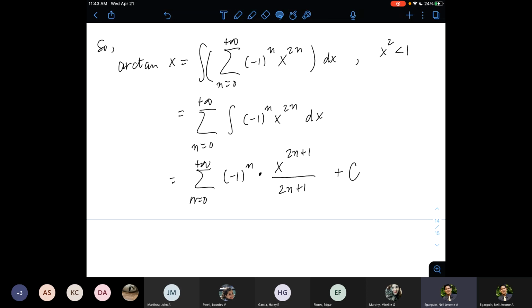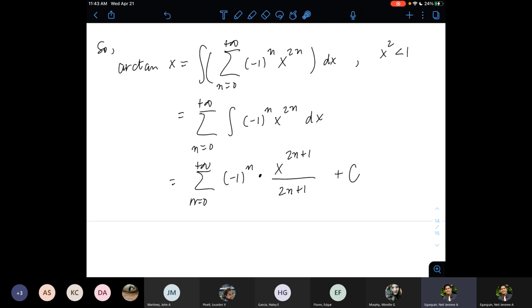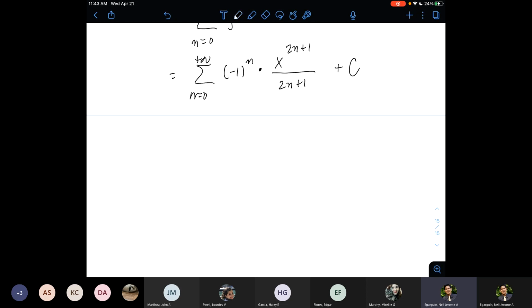All right. So now to find the value of c, you can choose any value of x in the interval of convergence. The usual choice is x equals 0, so that this entire thing will just go to 0. Then what is arctan of 0? Arctan of 0 is the angle when tangent is equal to 0. Tangent is 0 when the sine is 0, and sine is 0 when the angle is 0, right? So this is equal to 0.